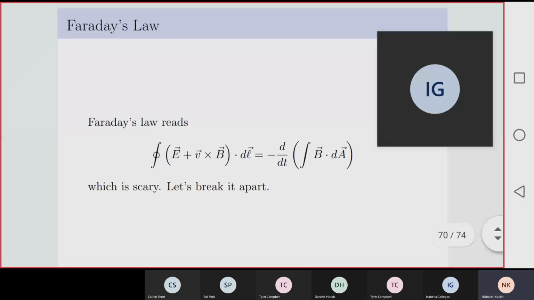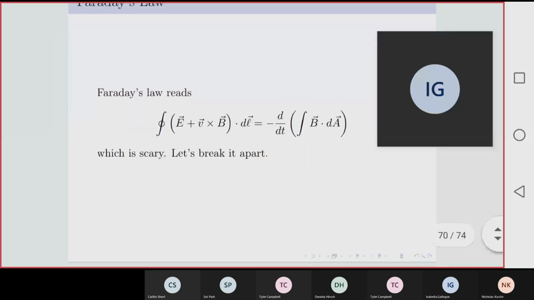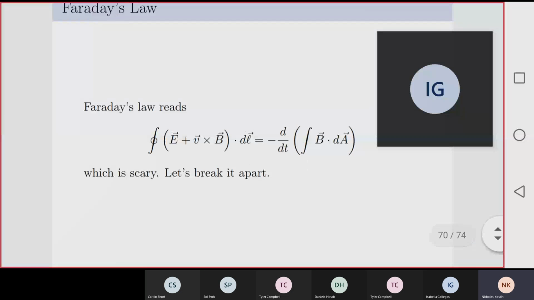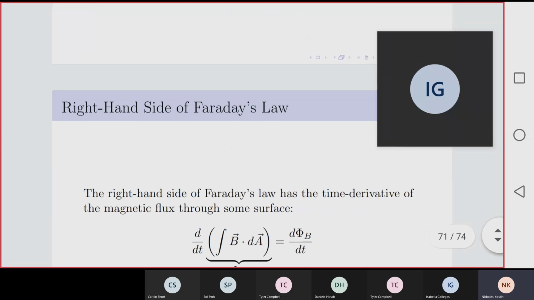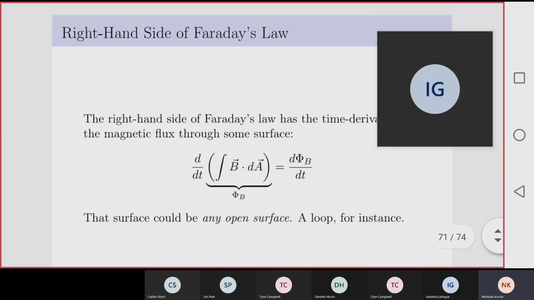All right, Faraday's law. This is sort of the last big topic from block 3. So Faraday's law, it's expressed in this big integral form, which is pretty scary. But fortunately, we don't really have to deal with this integral form. The right-hand side, as I mentioned earlier, is just the time derivative of a magnetic flux through some surface. The surface could be any open surface. So for instance, if we have a loop of wire, that would be the magnetic flux through the circular loop.